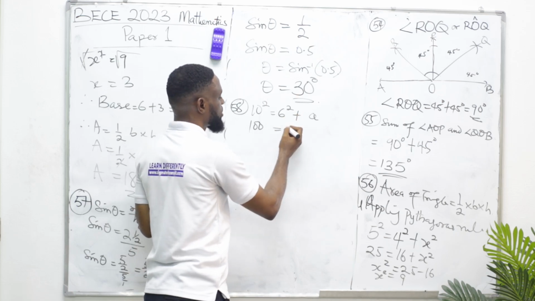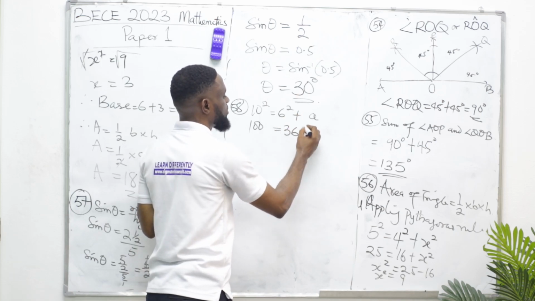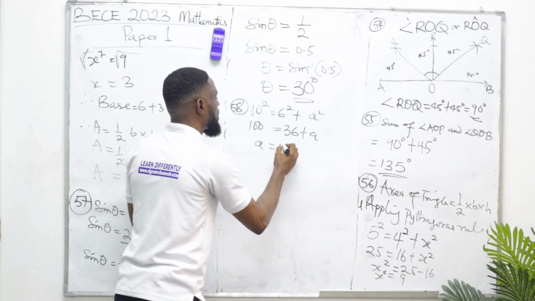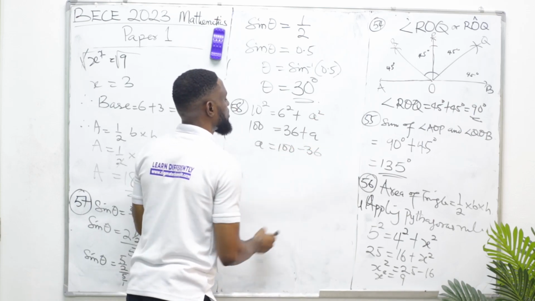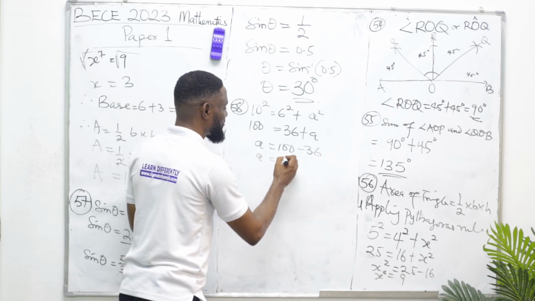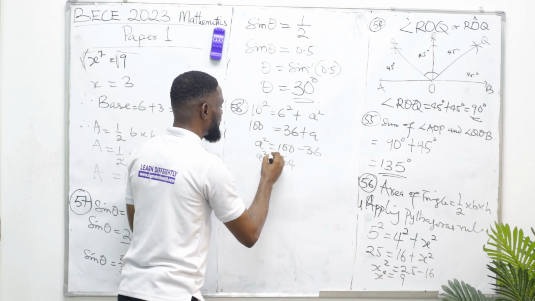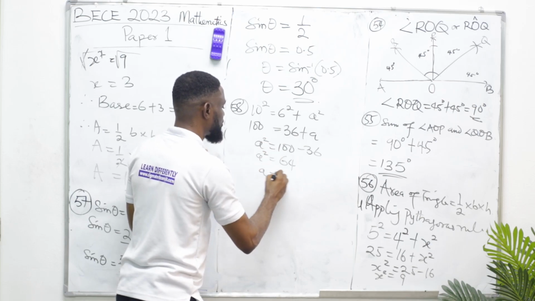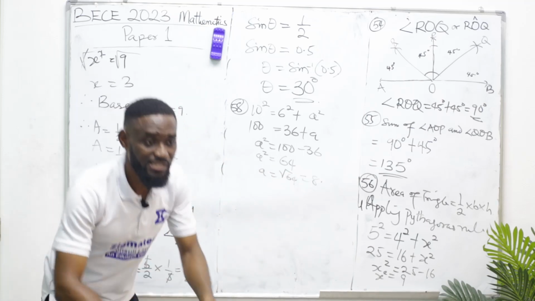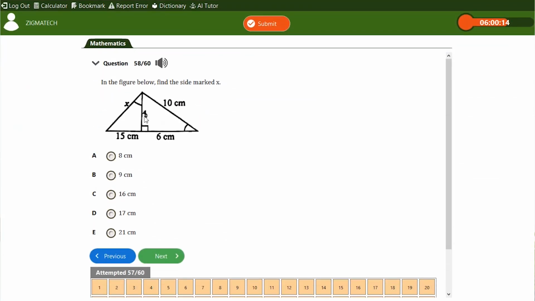6 square is what? 36 plus A square. So A square is equal to 100 minus 36, right? And that is 64. So A is equal to root of 64, which is equal to 8. So actually, this side is 8. Here is 8, okay? This place.